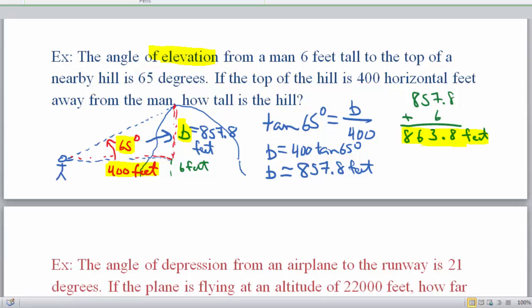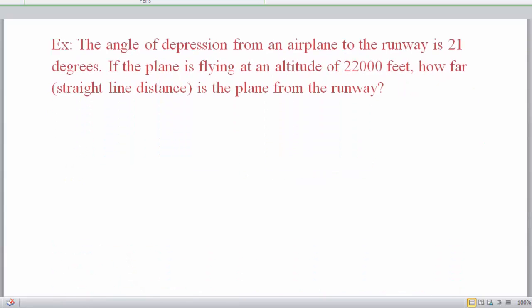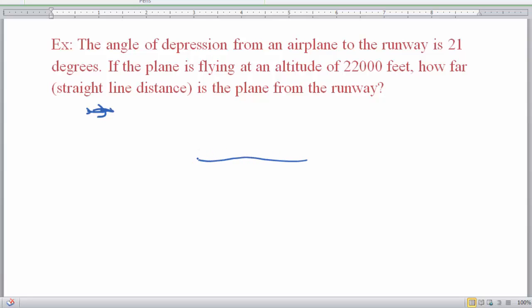But we also have the other kind of problem, right, which was the angle of depression problem. So this is where you have a point, and in this case the point is not a man, it's actually a plane. So if we have this plane, the angle of depression from the plane to the runway is 21 degrees. So let's say the runway is down here, and I guess they want the front of the runway, right? You'd say the front of the runway, which is this point here.